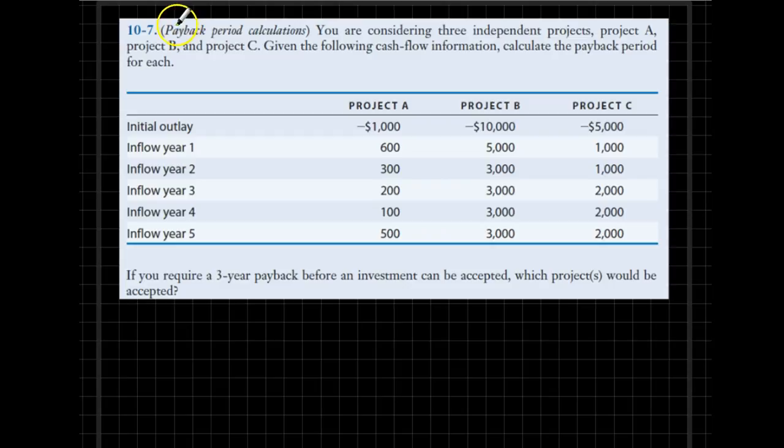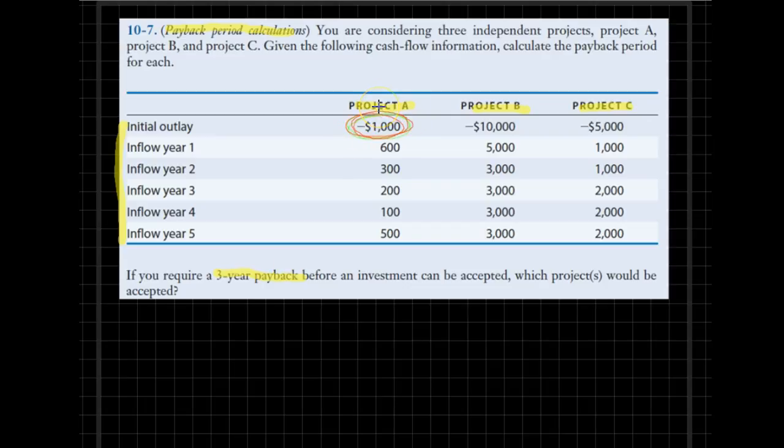So the problem is basically about calculating the payback periods for three different projects. All three projects are independent, project A, B, and C, and the associated initial outlays and subsequent cash inflows are given in the following table. Provided that the investor has a 3-year payback threshold, you need to decide which projects should be accepted and which ones should be rejected. Let's start with the first project.